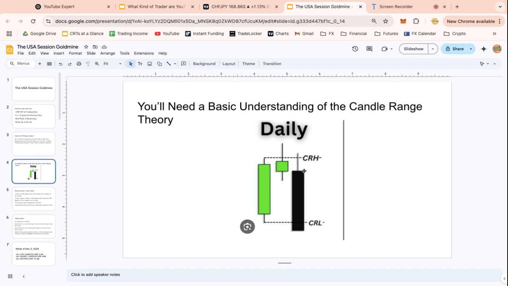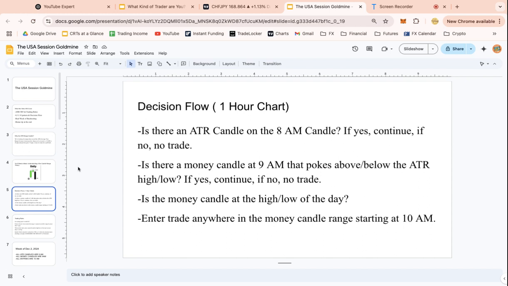So 1, 2, 3, or as I like to call it, the 8, 9, 10, because we're looking at a 1 hour chart. So even though I know this says daily, we're looking at this same pattern on the 1 hour chart. This will be the 8 o'clock hour, the 9 o'clock hour, and we start trading at 10 o'clock. So here is our decision flow to ascertain whether or not we should be trading.